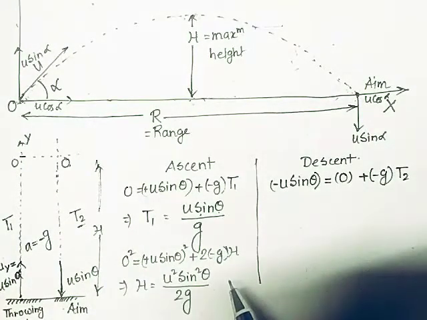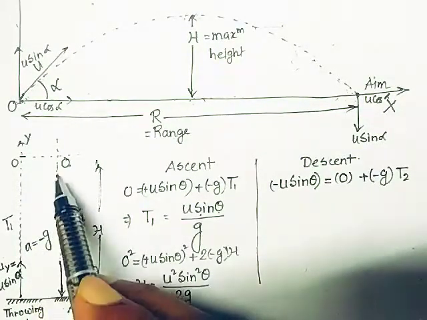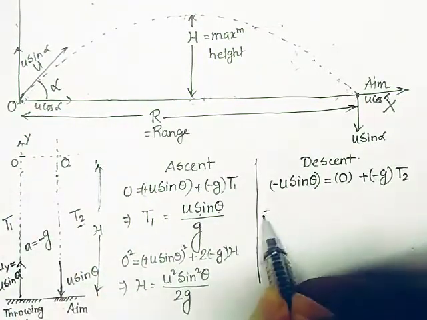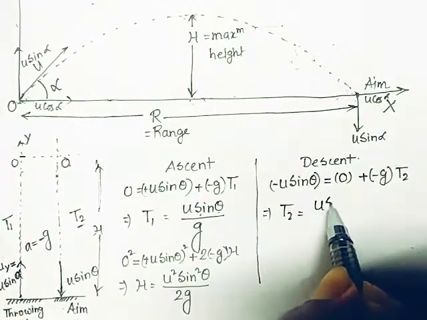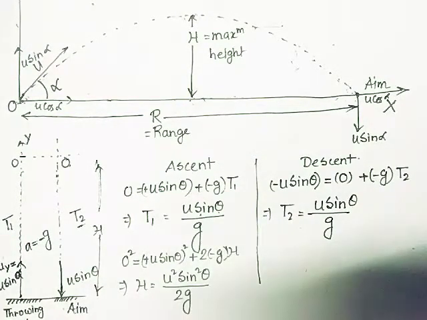So here the concept that is applied is that the negative velocity is increased due to the negative value of the acceleration. U is negative, A is also negative, so here the particle is accelerated, but on the way up the particle is retarded. Okay, so if I calculate t2, it will again be u sine theta divided by g. This also happens in the vertical motion of a particle when it is thrown vertically upwards.